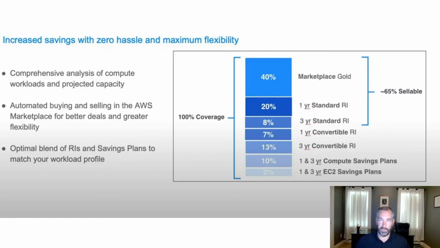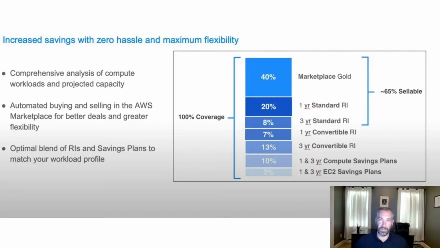Let's take a look at an Amazon example. We have a mix of plans purchased by Eco on your behalf that make up 100% coverage for our on-demand workloads. We have a good mix of RIs, both standard and convertible, and savings plans as well. Again, the blend will be dictated by the strategy that you select, whether you want to prioritize cost or flexibility. And then at the top, we have Marketplace Gold, which makes up 65%.